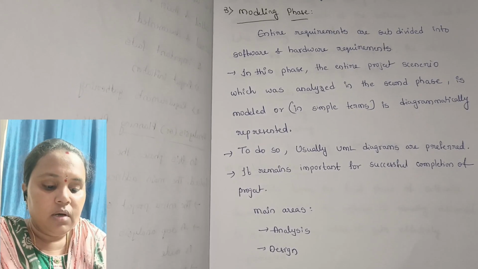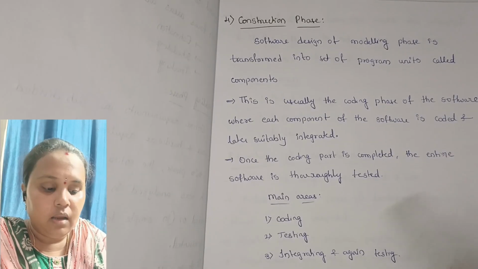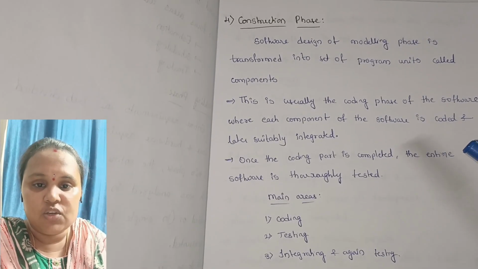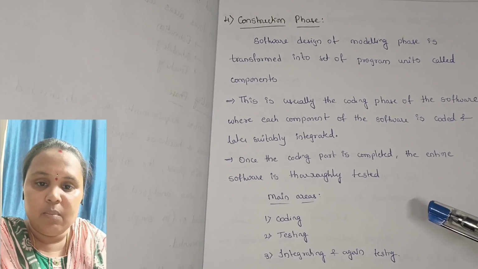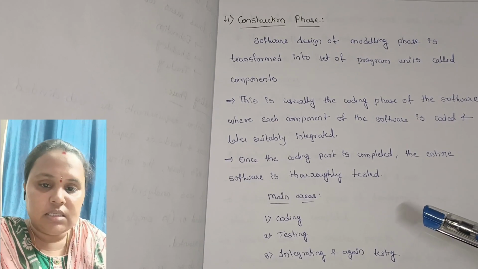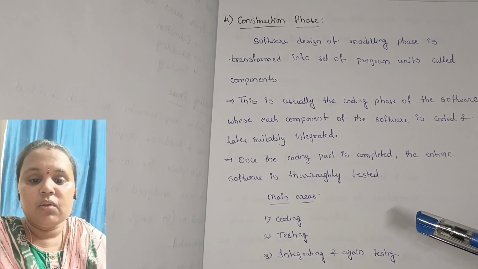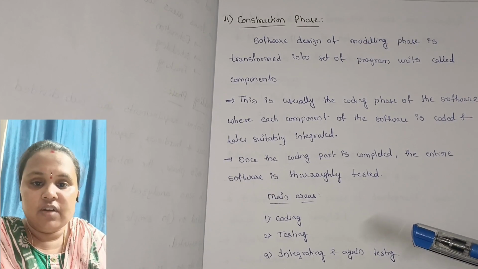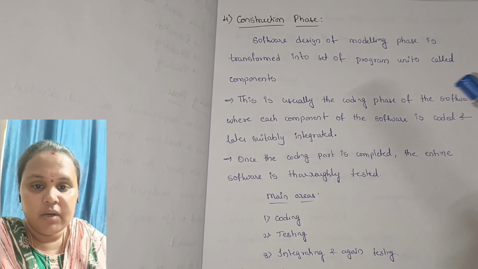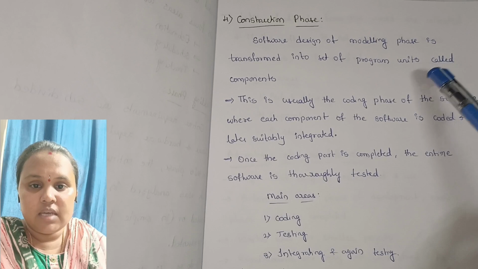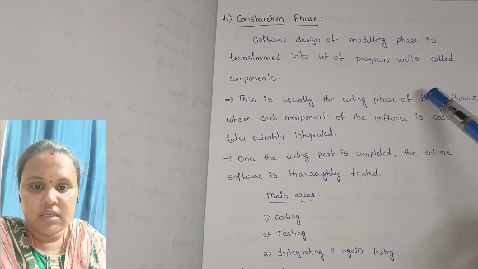The modeling phase is important for successful completion of the project. And in the modeling phase, we can consider the important areas, analysis and design. Coming to the next phase, construction phase. Here in the construction phase, we are going to consider the complete coding part. According to the design, we are going to implement the system.